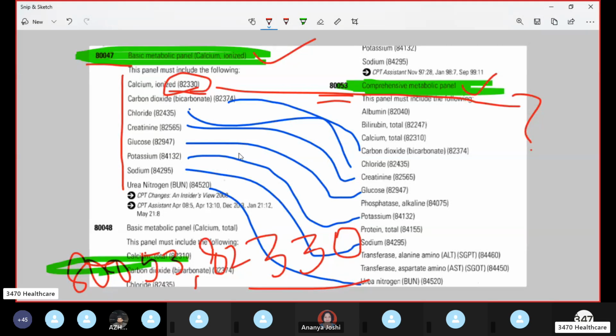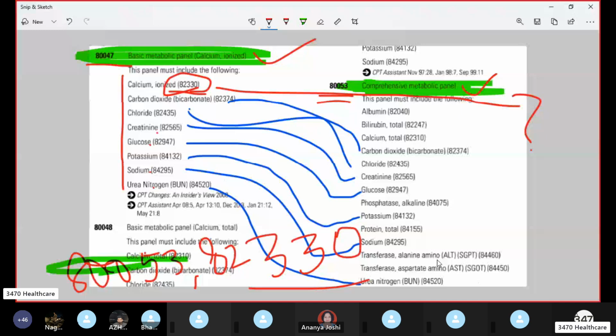No. Because sodium, potassium, glucose, creatinine are already coming in the higher panel, right? Again, you are telling two times. One test, one time only we have to code, right? If you give that code also, it is a duplicate. You are reporting two times. That is not correct. One test, one time only.